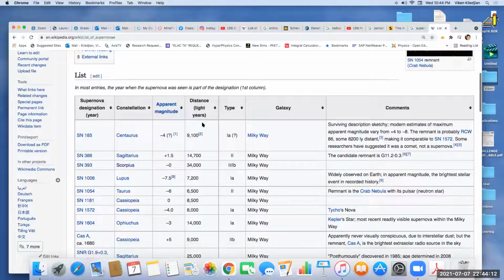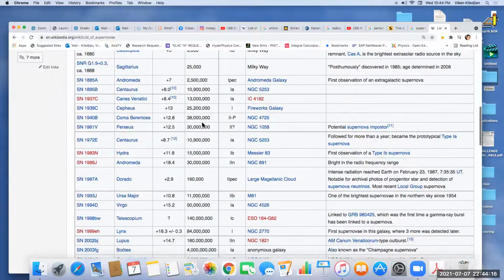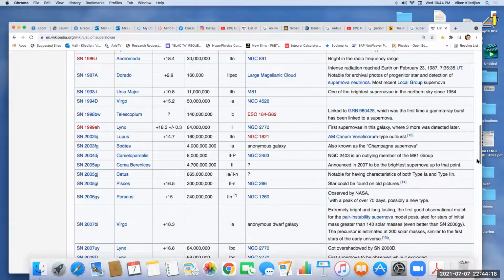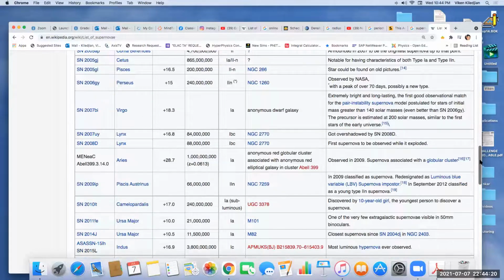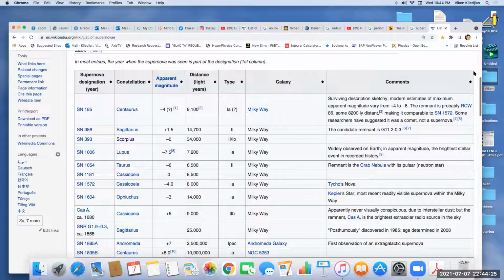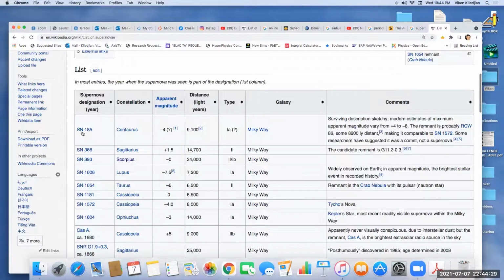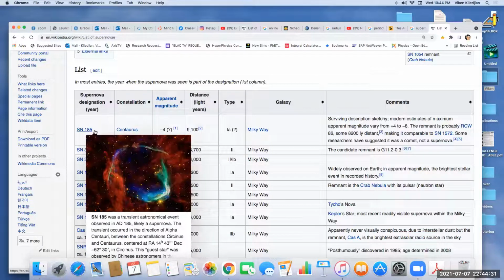Distance in light years. These are all the supernovae that we've discovered. So this just gives you everything, the whole list. Wow. There aren't that many. Supernovae. This one is in the year 185. Of course, they didn't have a picture of it back then, in the year 185.